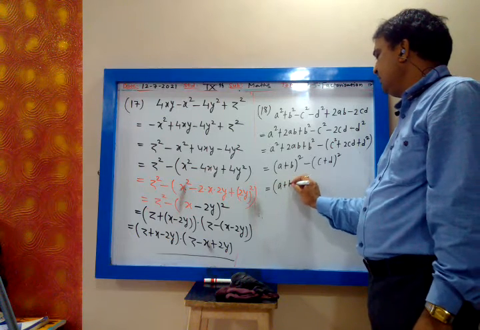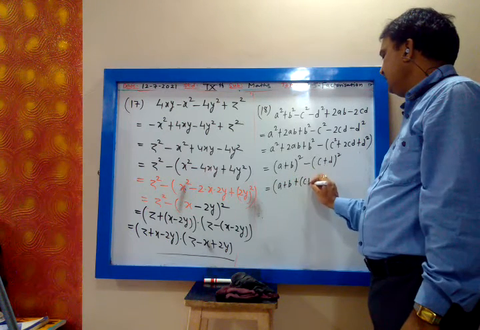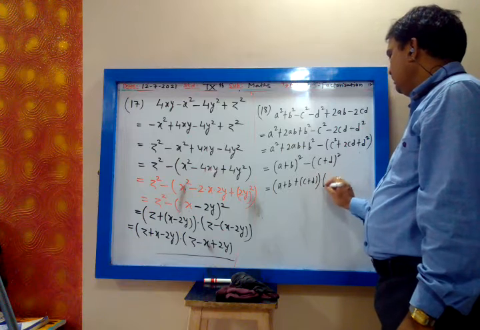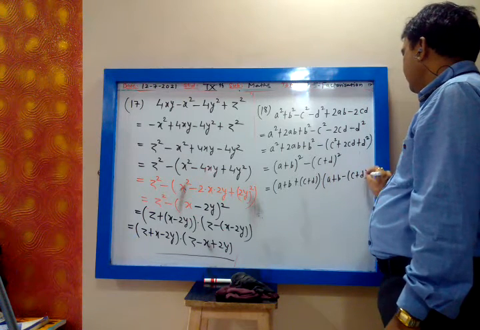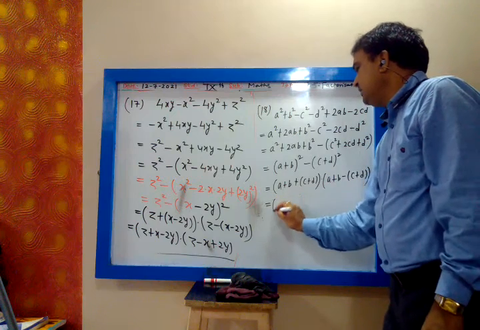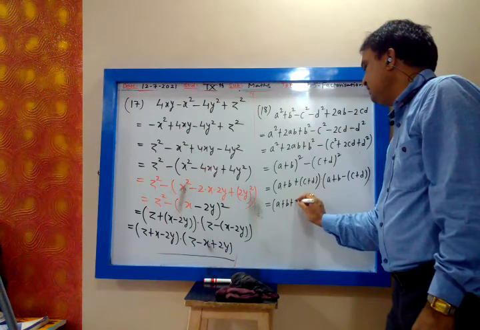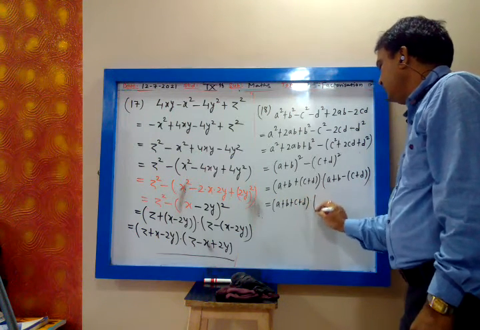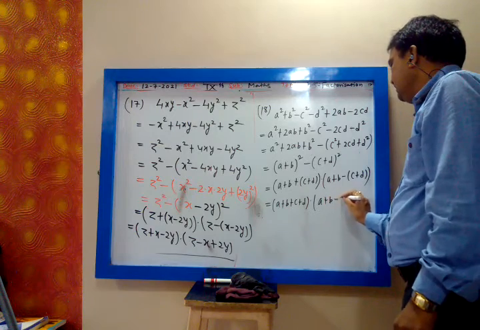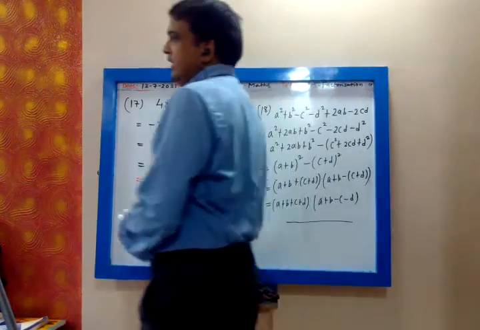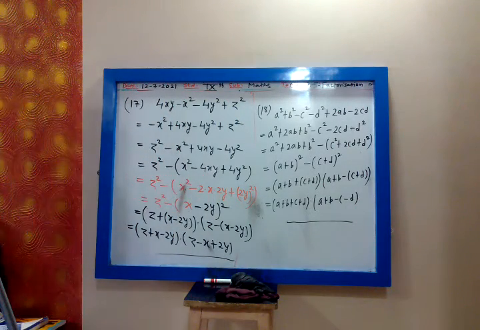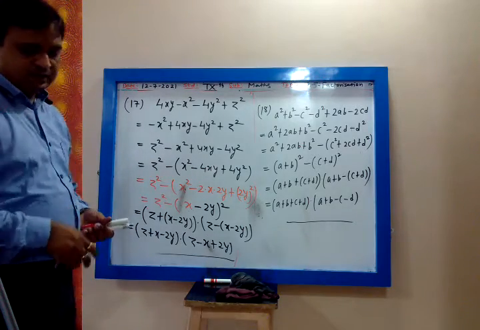So (a plus b plus c plus d) into (a plus b minus c minus d), and this is the answer. So whenever you see an ab term you take it with a square and b square. Whenever you see a cd term you take it with c square and d square, that's all.